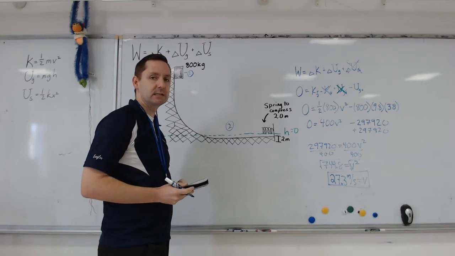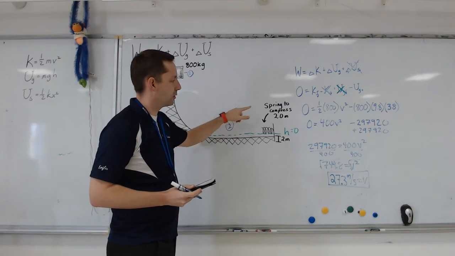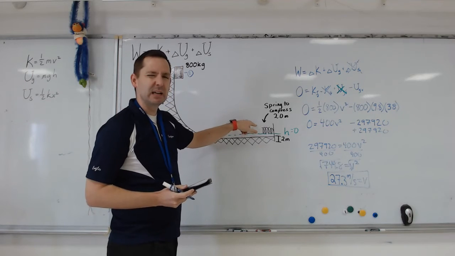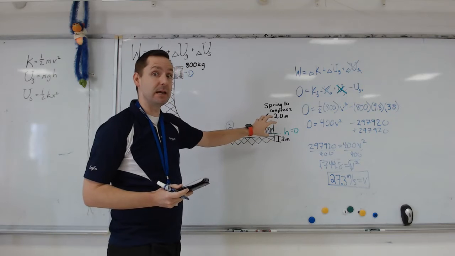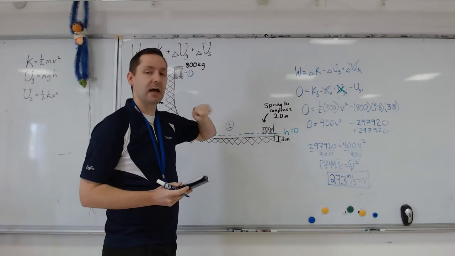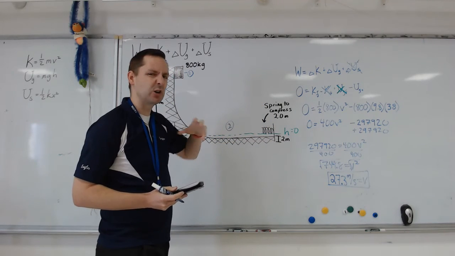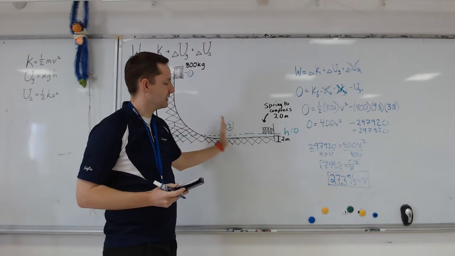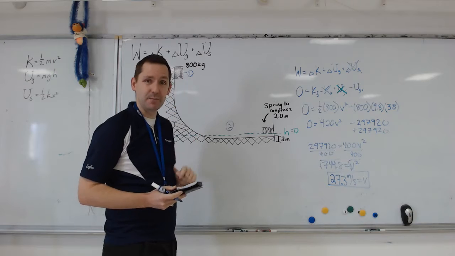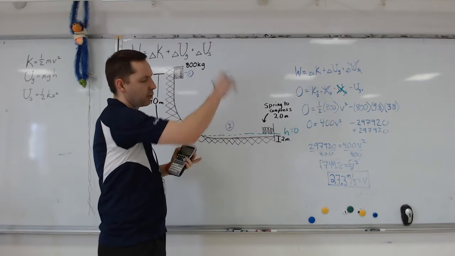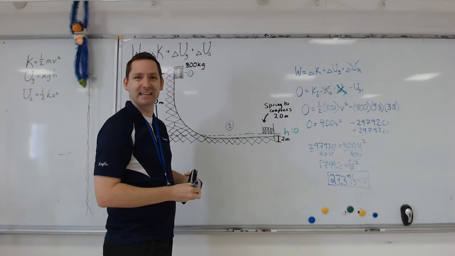What I want to do next is find out what the spring constant of a spring at the end needs to be if the spring is only allowed to compress 2 meters. How stiff does that spring need to be to stop the ride and bring it to rest? So that's going to be our next step. We're going to erase what we got there, so we have some more space, and here we go.